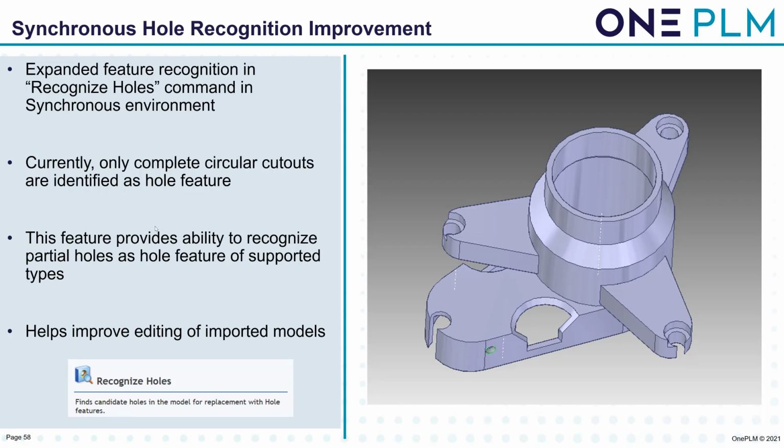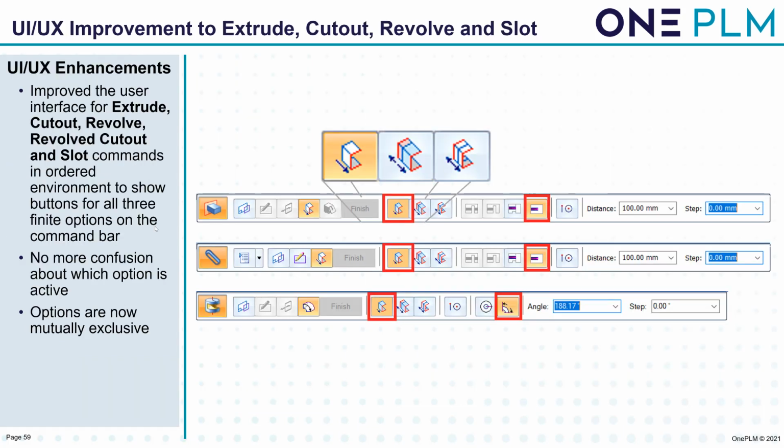Synchronous hole recognition improvement. Here, when we use imported geometry and we've got recognized holes, if we've got partial holes, it wasn't going to pick them up previously. Now we've got support for partial holes, so it helps improve the editing of imported models. You can see we've got a partial straight hole on the bottom left there. We've got counterbore, countersink, etc. And it's going to pick those holes up and recognize those for us.